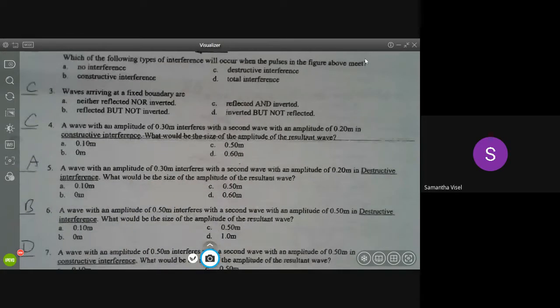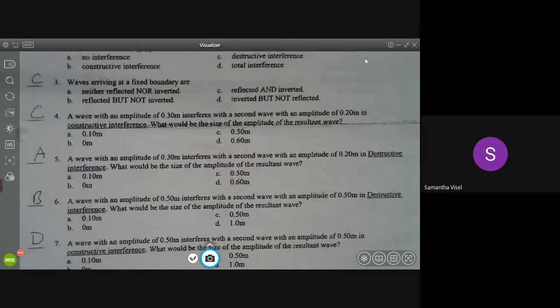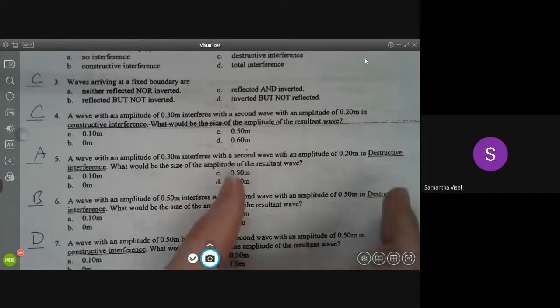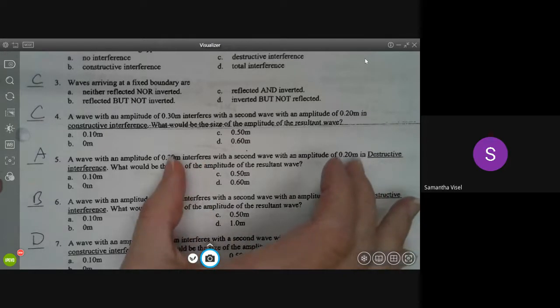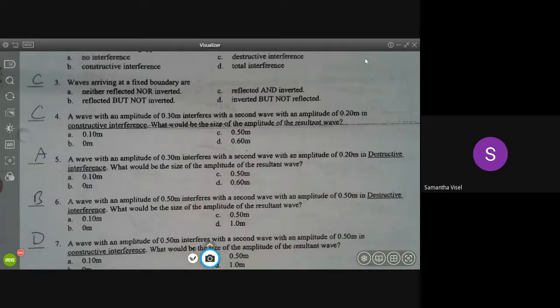With 5, an amplitude of 0.3 interferes with an amplitude of 0.2, but this time it is destructive interference. So with destructive, they're going to cancel out. We're going to subtract them. One of them is a positive, one of them is a negative. So 0.3 minus 0.2 would leave us with 0.1 meters left over.